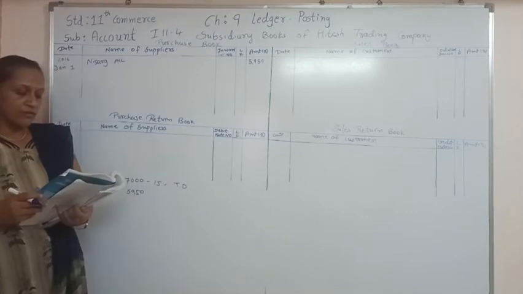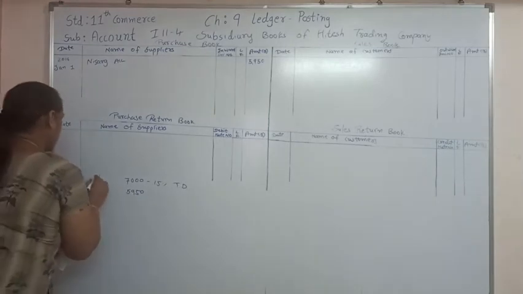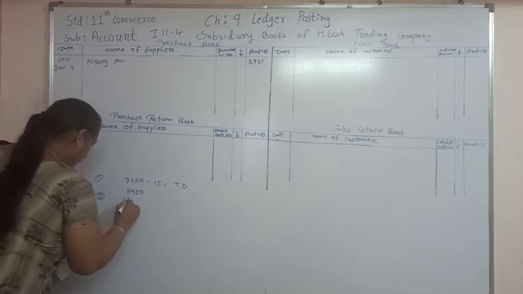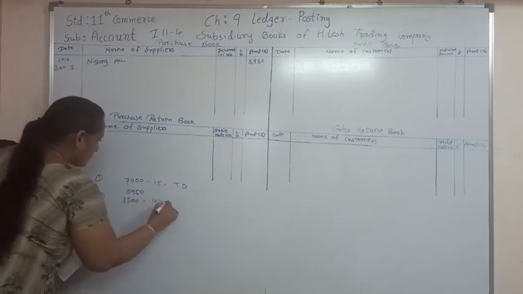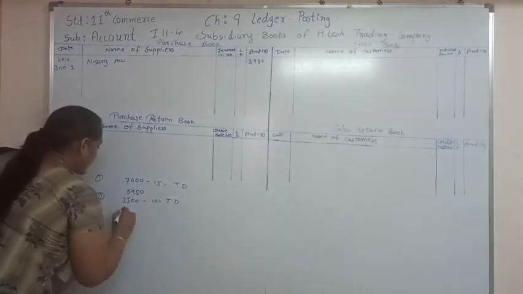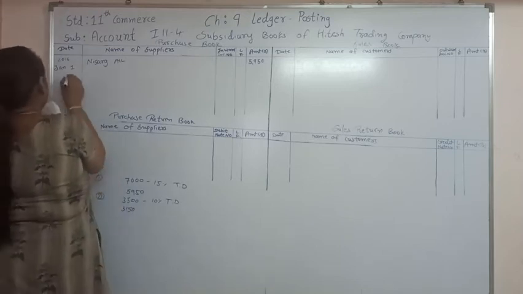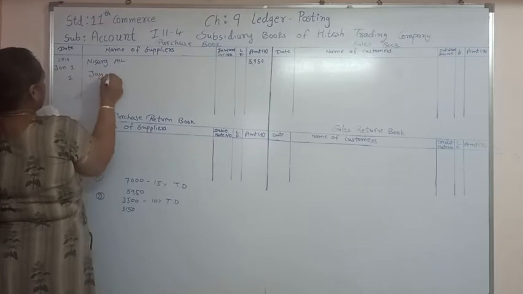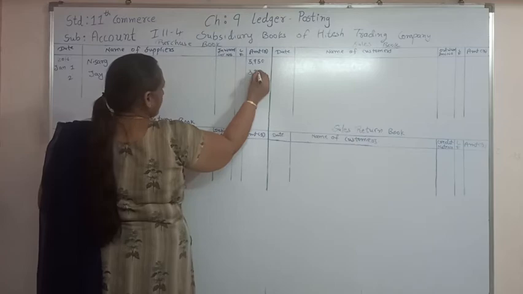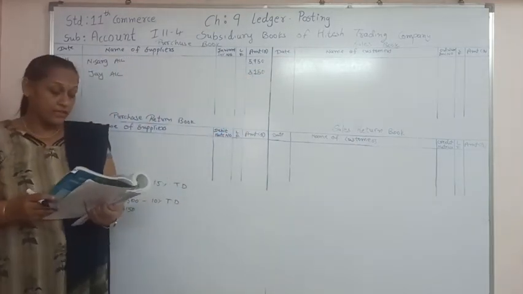Goods of rupees 3,500 are purchased from J at 10% trade discount. So for the second transaction, we have purchased goods of rupees 3,500 with 10% trade discount. Trade discount again will not be recorded in the books of account, and the amount will be 3,150, that we are going to record in the purchase book. So for the second, J account, and that will be 3,150.